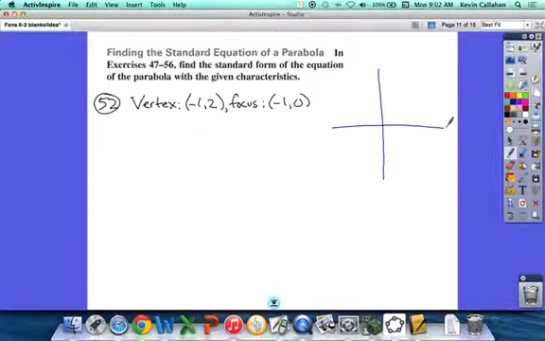is at negative 1, 2, right? Negative 1, positive 2, right? That's the HK. And the focus is at negative 1, 0. That's here, right? That's your focus. Then which way is this thing opening up? It's down, right? Because we know that the parabola goes through the vertex and around the focus. So it's definitely down.